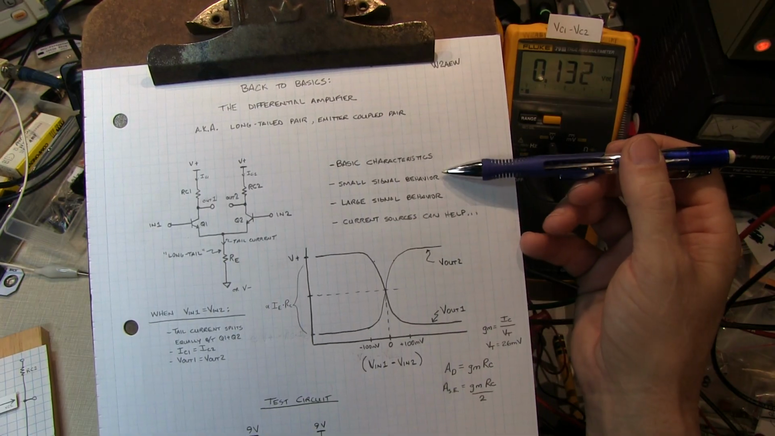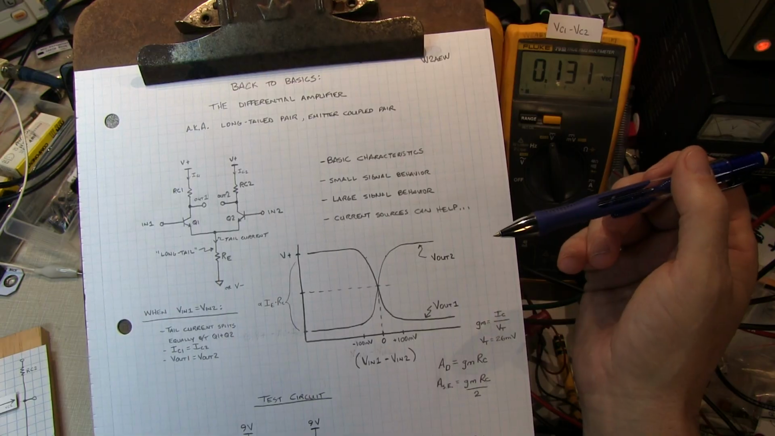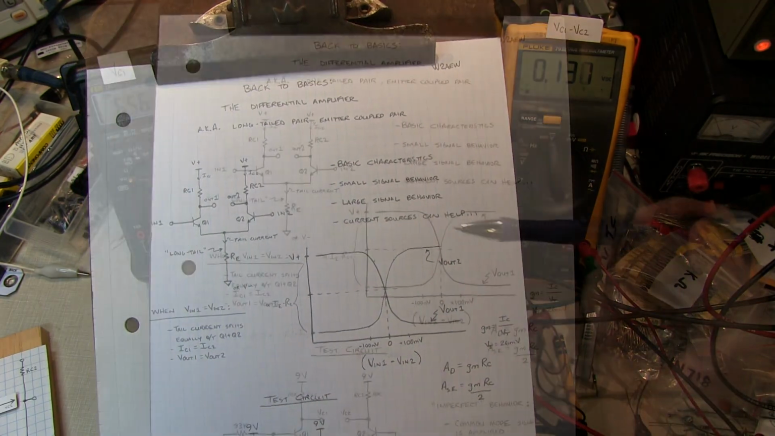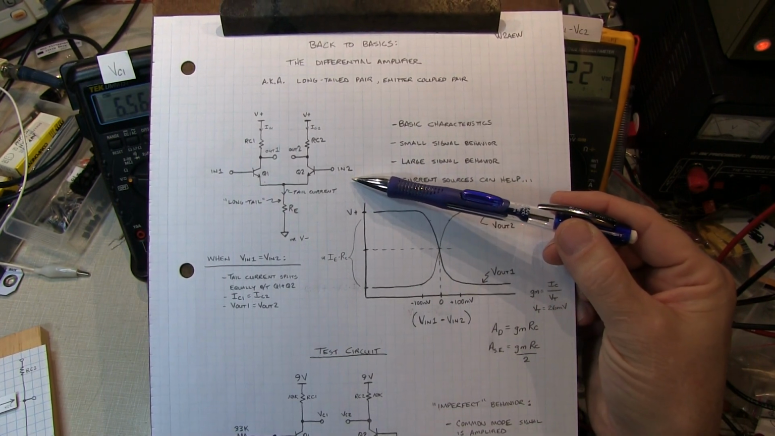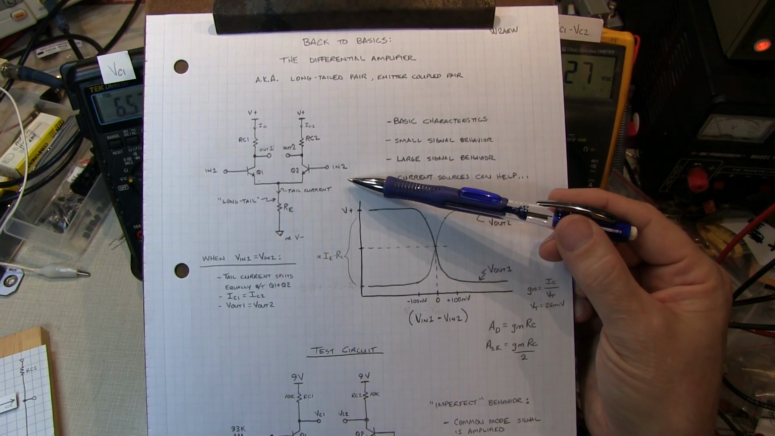We'll talk about its small signal behavior and its large signal behavior, as well as how current sources can be employed to help the performance of this circuit. Now, the diff pair is really a fundamental building block for many analog circuits, especially things like op amps and multipliers and things like that.